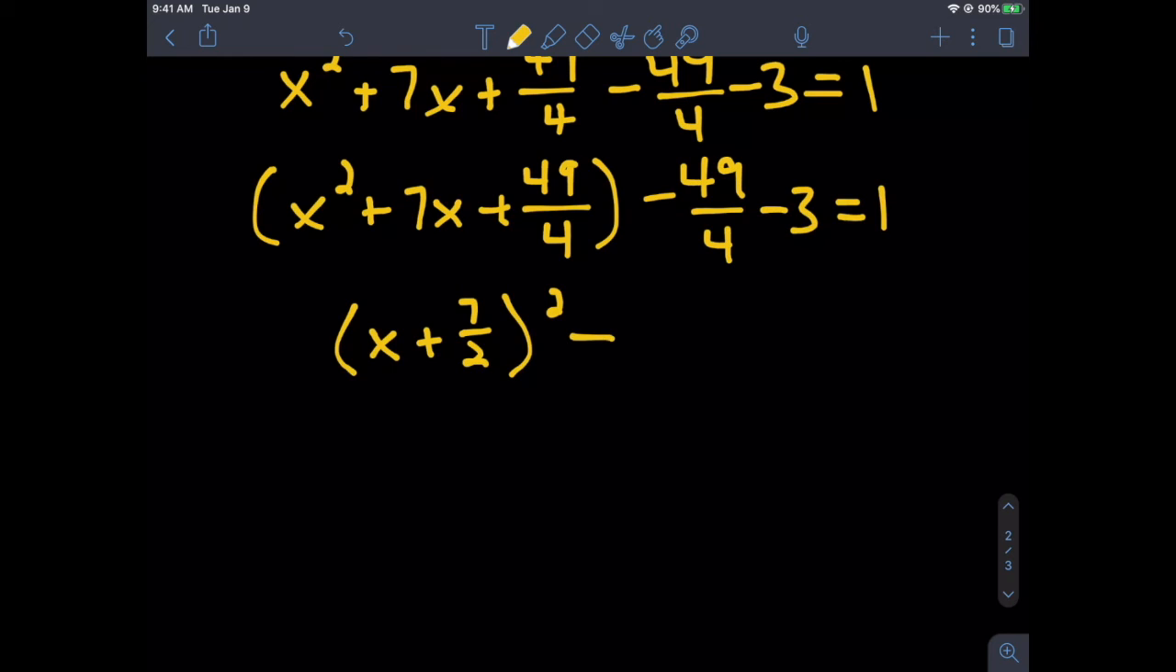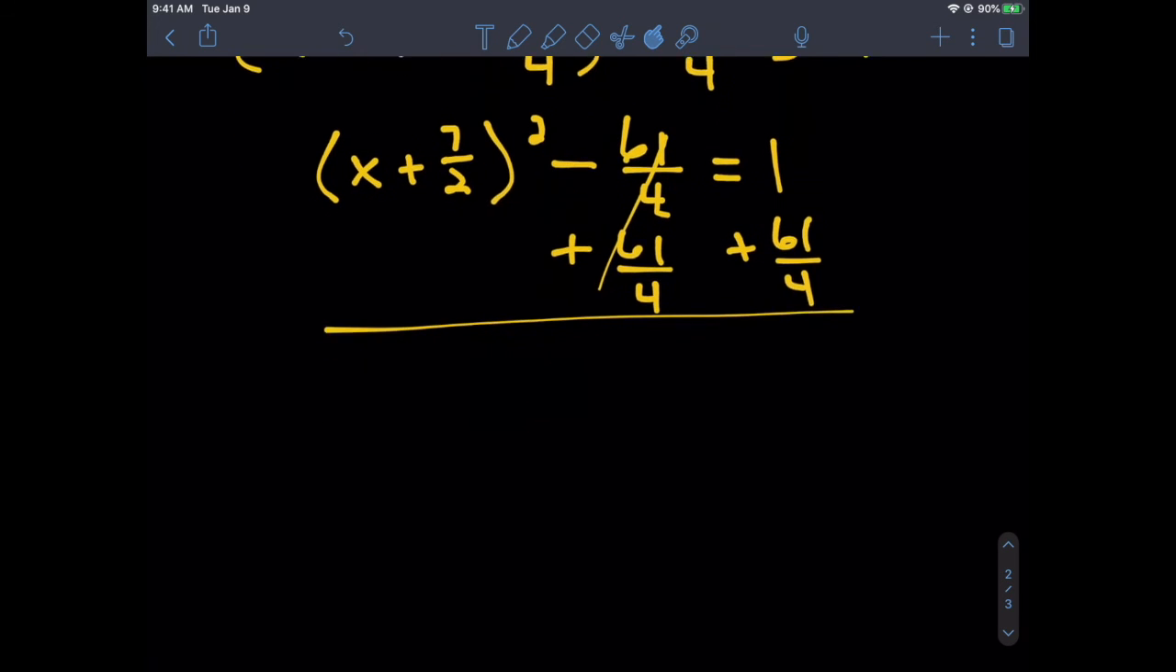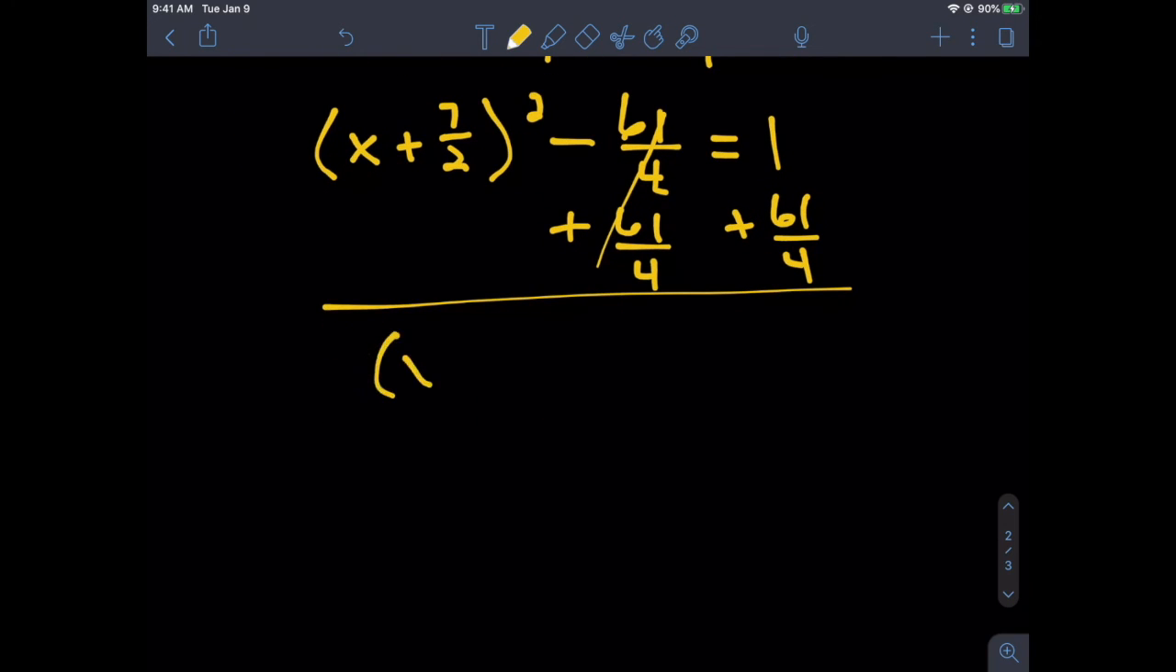Now watch this one. 3 times 4 is 12. Negative 49 minus 12, that's negative 61, all over 4 is equal to 1. Now we have to add our fraction here to both sides, plus 61 over 4, plus 61 over 4. And again, we're going to have to do some quick fraction arithmetic here, but watch how good I am at this. Of course, we have x plus 7 over 2 squared. 1 times 4 is 4, plus 61 is 65 all over 4.